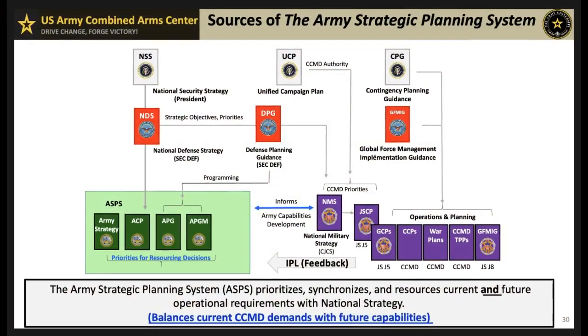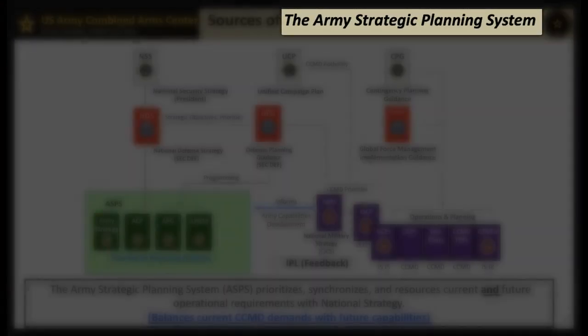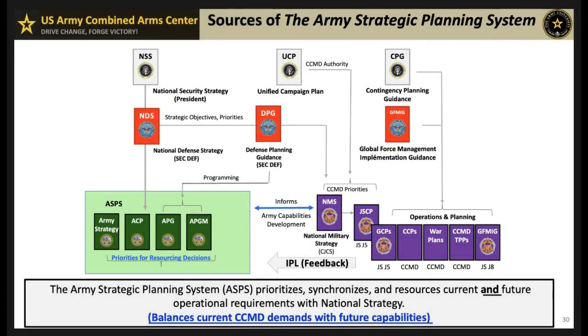This diagram illustrates the sources and flow of the Army Strategic Planning System, ASPS, which aligns Army capabilities and resources with national strategies. The ASPS is guided by the National Security Strategy from the President and the National Defense Strategy from the Secretary of Defense, which provides strategic objectives and programming guidance. The ASPS incorporates key documents like the Army Strategy, Army Campaign Plan, Army Planning Guidance, and Army Program Guidance Memorandum to establish priorities for resourcing decisions.